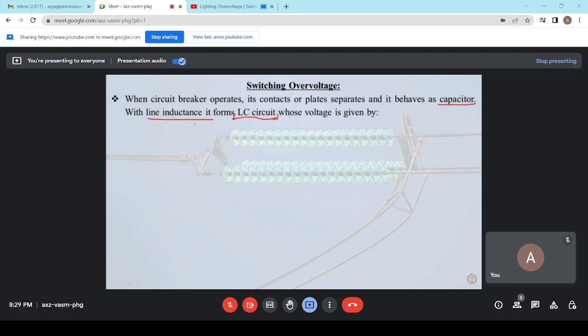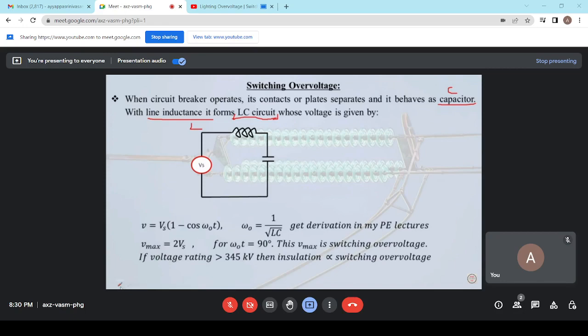So in combination they form an LC circuit, and the expression of voltage for LC circuit is V equals Vs (1 minus cos omega naught t). This expression has already been covered in my previous lectures, that is in my videos of power electronics. So you can visit my lectures on power electronics. There you will get the derivation of this expression. So here in this expression, V equals Vs (1 minus cos omega naught t). Omega naught is equal to 1 by root LC.